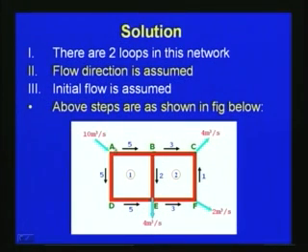Here the flow direction is A to B, B to C, and A to D, D to E, and B to E, and E to F, and then F to C. Like this we assume the flow initially, and then we will assume some initial flow also. So, the step by step solution which we discussed earlier for the Hardy-Cross method we will use here.